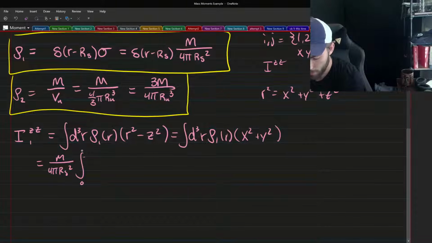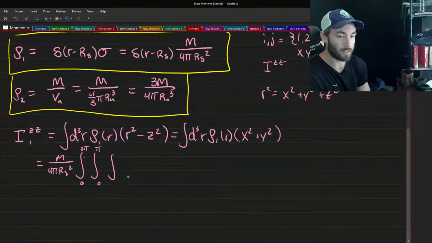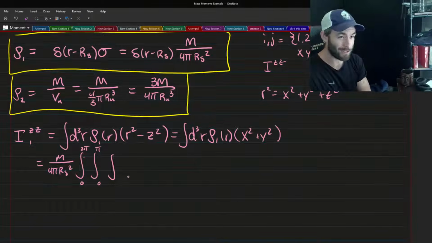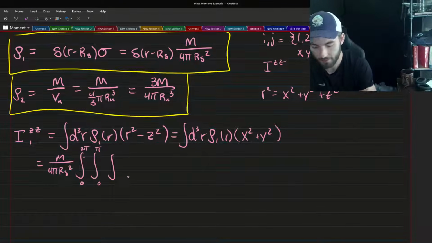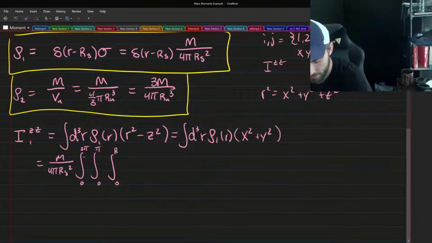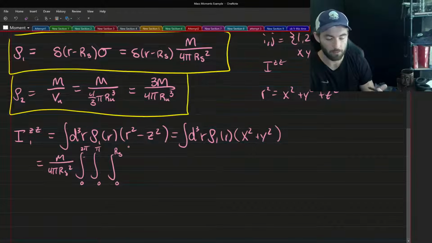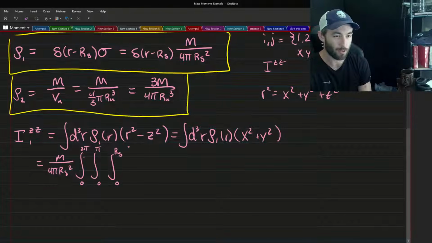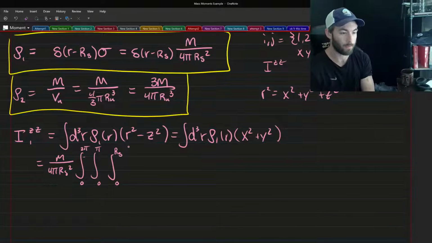The integral has phi going from 0 to 2 pi, theta going from 0 to pi, and r, well, it actually doesn't really matter what we put our integration over because we have a delta function that we're integrating. So let's just say that we're going to the radius of the sphere, 0 to rs. But like we've said in the last video, delta functions are integrals waiting to happen. They just fix the value of that parameter for you.